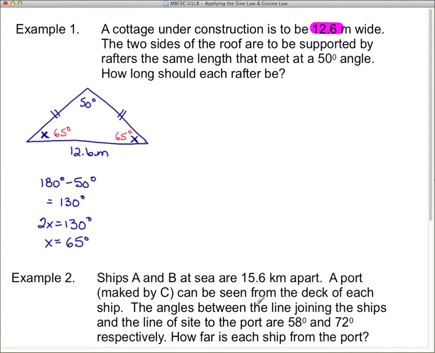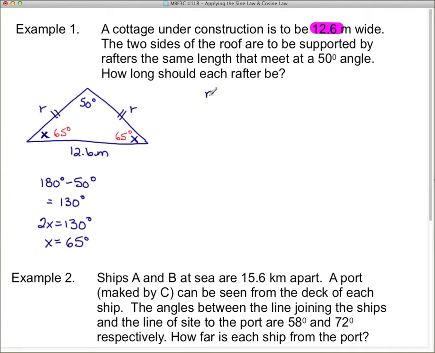Okay, so now it says, how long are the rafters? Well, this is a sine law situation. Let's quickly go sine law, and we're finding a side. So I'm going to use the value of sine law, and here, let's put something on here. Let's call it R for rafter.